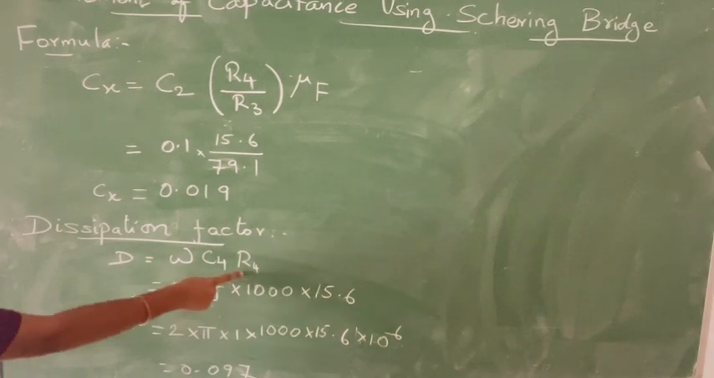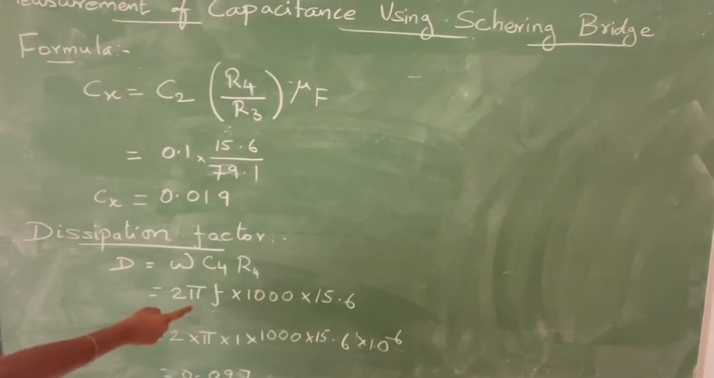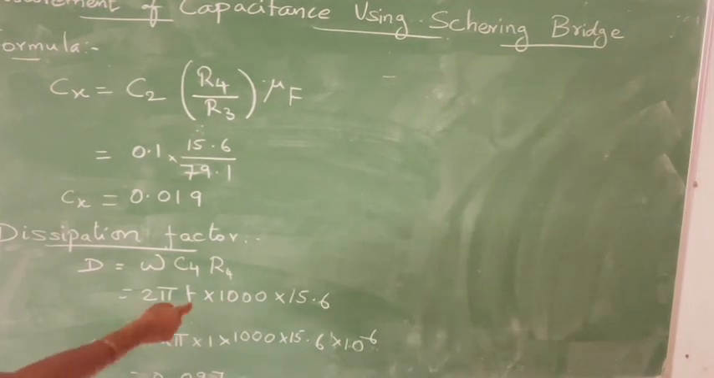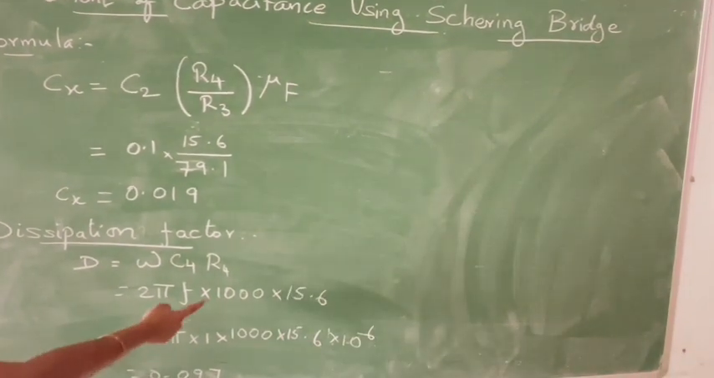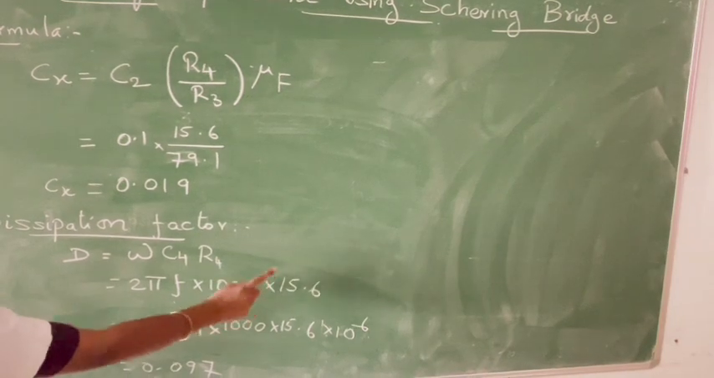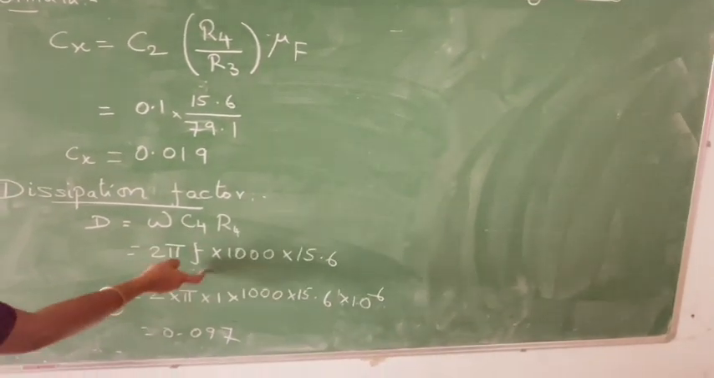The dissipation factor formula is omega C4 R4. Omega is equal to 2 pi f, and C4 value is 1000 and R4 is 15.6. So we can calculate these values.